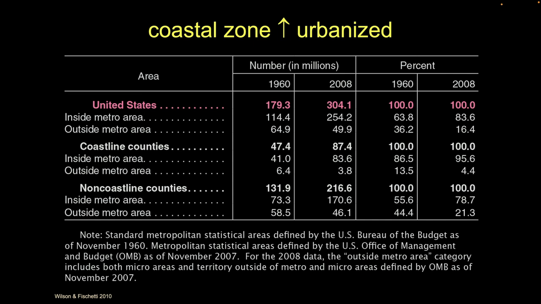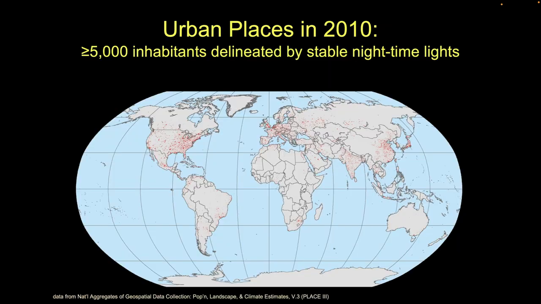And I'll just say that just as we saw the number of people go up over time in the coastal zone, we've also seen the amount of impervious surfaces, the amount of urbanization, similarly go up in conjunction with that. And so we see that.